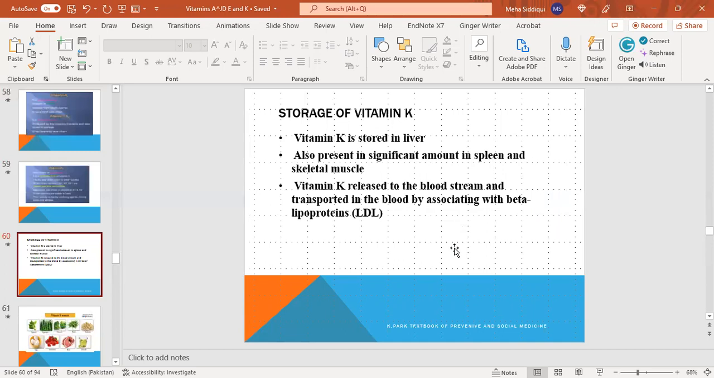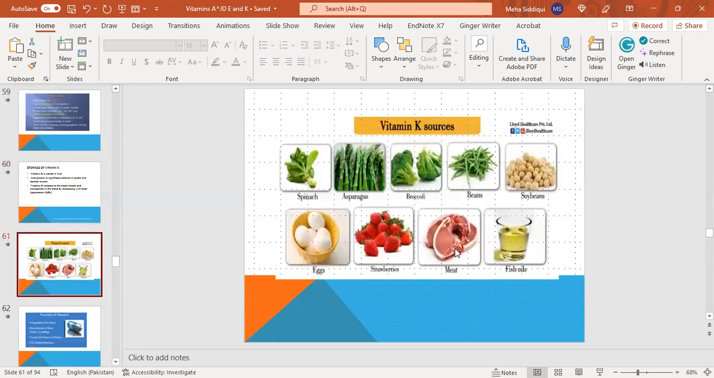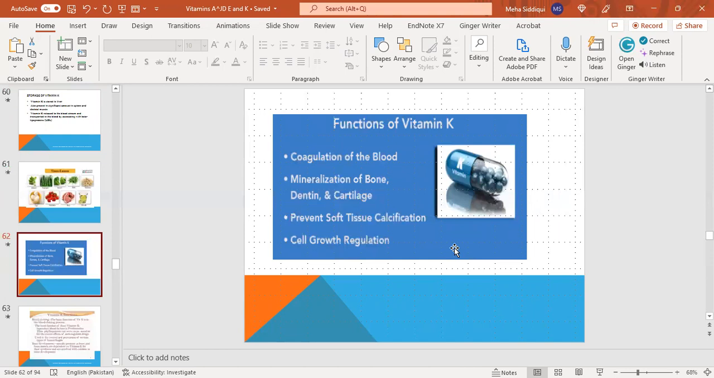Storage of vitamin K. Vitamin K is stored in liver, and also present in significant amount in spleen and skeletal muscle. Vitamin K is released to the bloodstream and transported in the blood by associating with beta lipoproteins. These are the vitamin K sources: spinach, asparagus, broccoli, beans, soya beans, eggs, strawberries, meat, and fish oil.